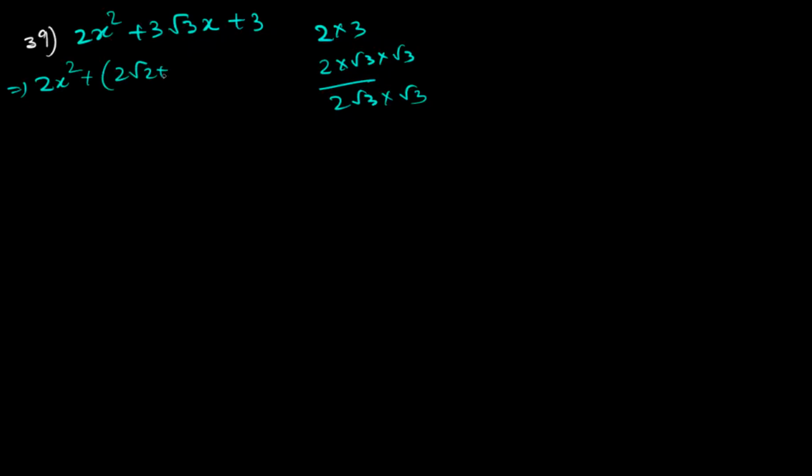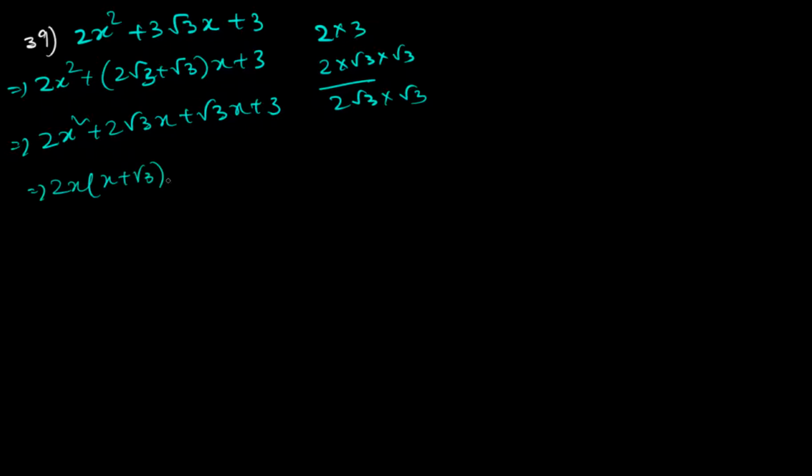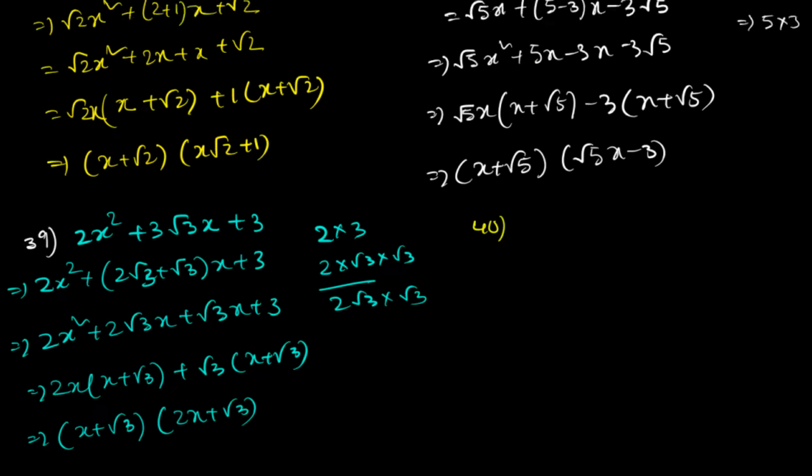2x square plus 2 root 3x plus root 3x plus 3. If I take 2x common, it's x plus root 3. If I take root 3 common, it's x plus root 3. So I can do x plus root 3, and I'll be left with 2x plus root 3. That's the 39th.